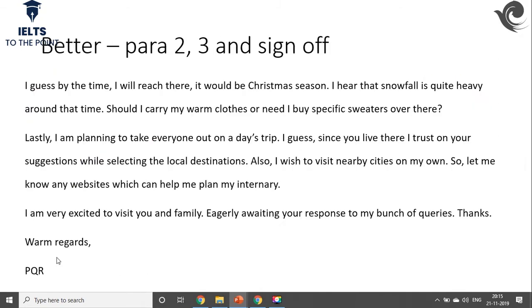I can carry some Indian traditional foods that your parents are missing in this Diwali season. Alright, I guess by the time I will reach there, it would be Christmas season. Now I know this is not a very nice way of connecting things, but at least you have said that Diwali season, Christmas season, both are festivals. There is some common thing that you have found over there. I hear that snowfall is quite heavy around that time.